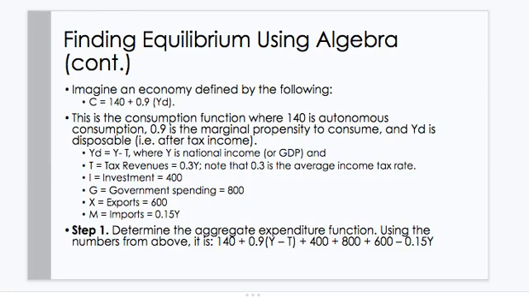Step 1, determine the aggregate expenditure function using the numbers from above. It is, putting it all together, 140 plus 0.9(Y minus T) plus 400 plus 800 plus 600 minus 0.15Y.